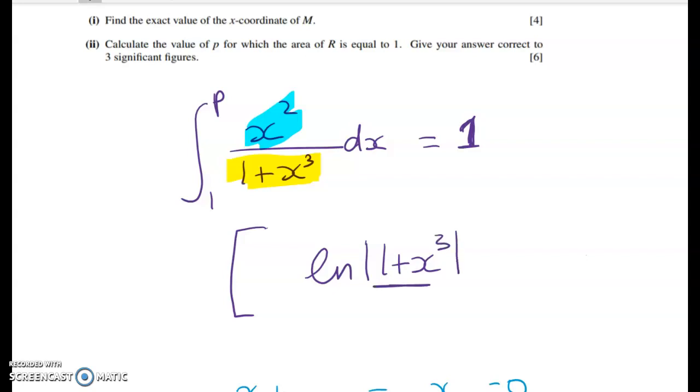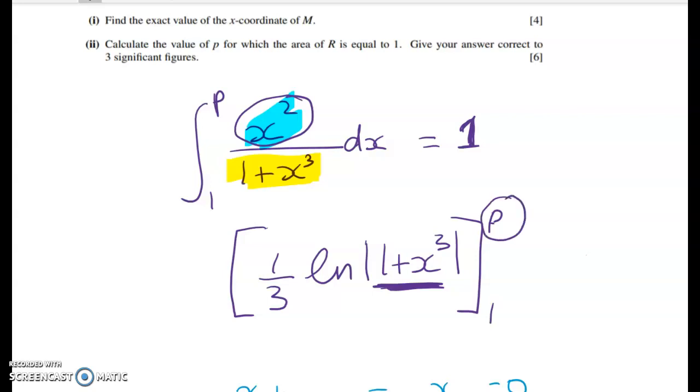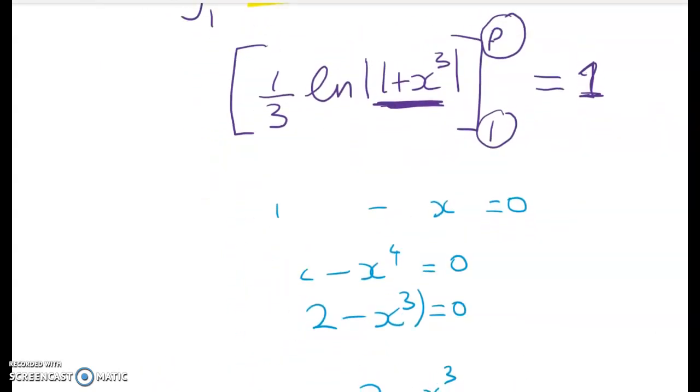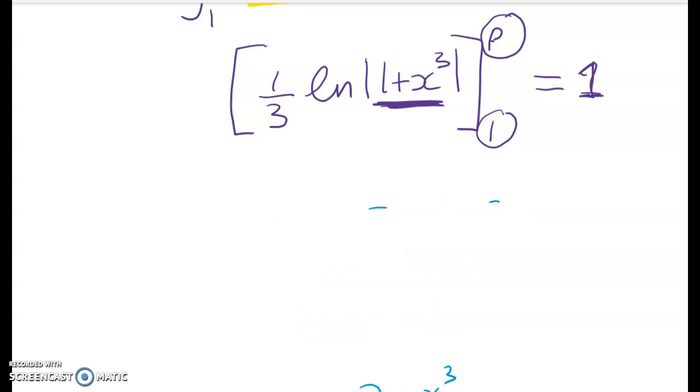When I differentiate 1 plus x cubed, I get 3x squared. I just want x squared, so we need to multiply through by 1/3. Now the other thing to notice here is that I know that 1 plus x cubed will be positive because my limits are p and 1, so I can drop those absolute value signs. Right, so we get to here, and we just need to work this through, and we're asked for an answer to 3 significant figures, but we'll use exact values as far as we can.